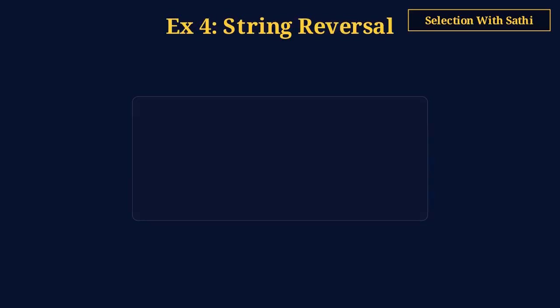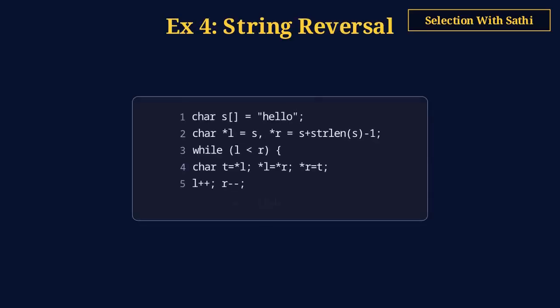Fourth example, string reversal using two pointers. We start with char s[] = "hello". We set a left pointer to s and a right pointer to s + strlen(s) - 1.